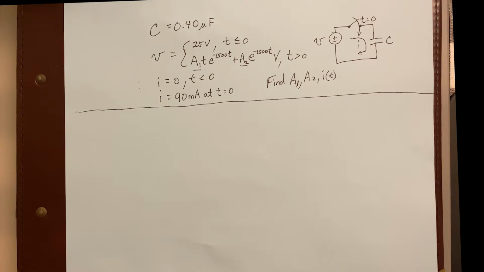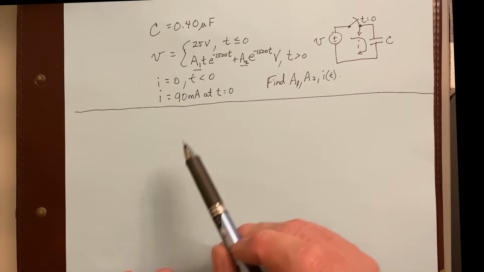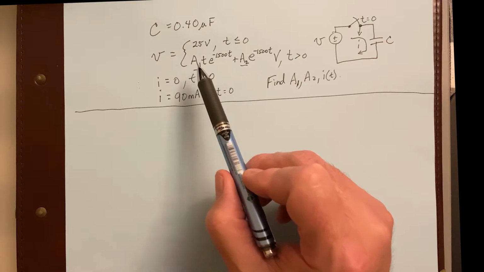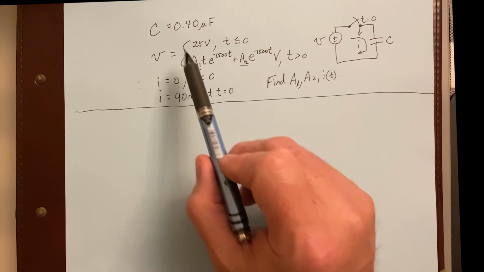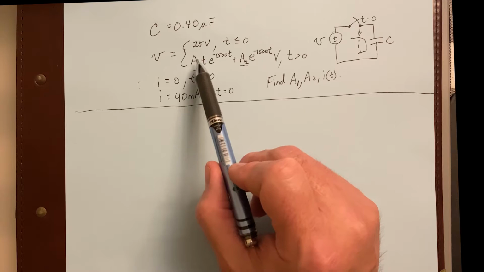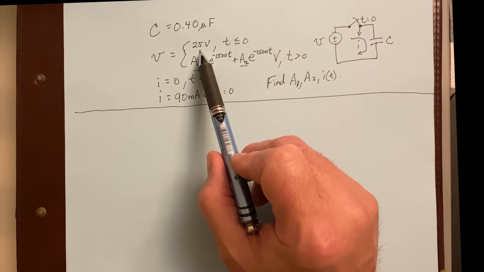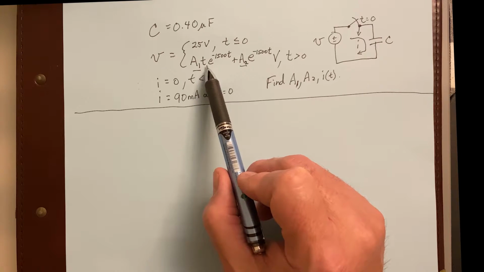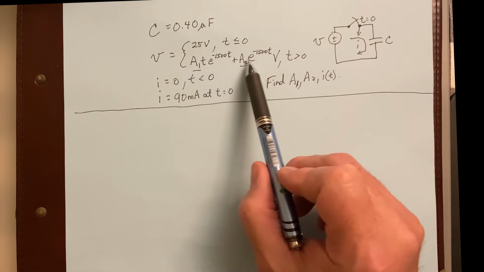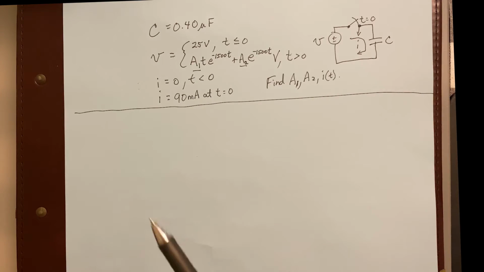Now, we're going to assume a passive sign convention that the current's going into the positive side, so we don't have to worry about the sign here. And since an instantaneous change in voltage is not allowed for the capacitor, at t equals 0, and a long time before t equals 0, it's 25 volts. That means right at t equals 0, when this function starts taking over here, that has to also equal 25 volts.